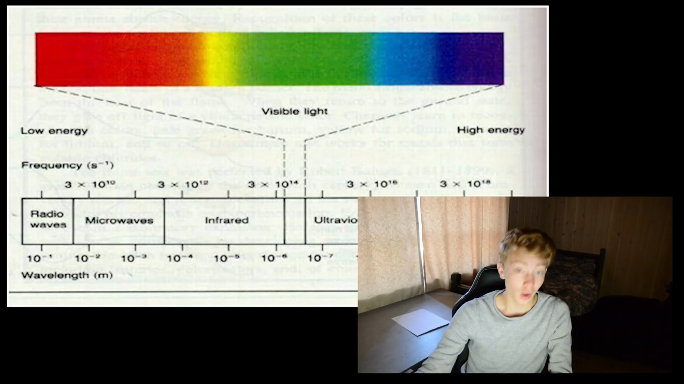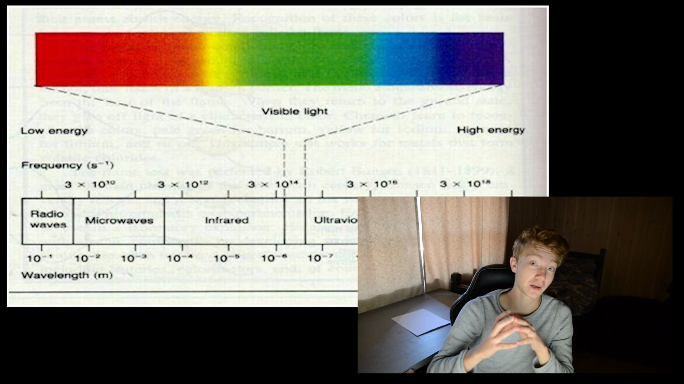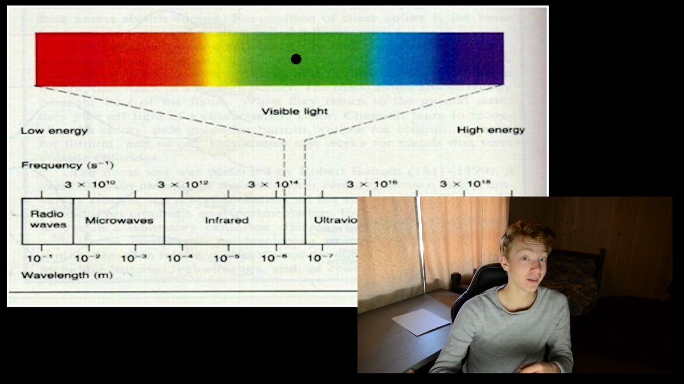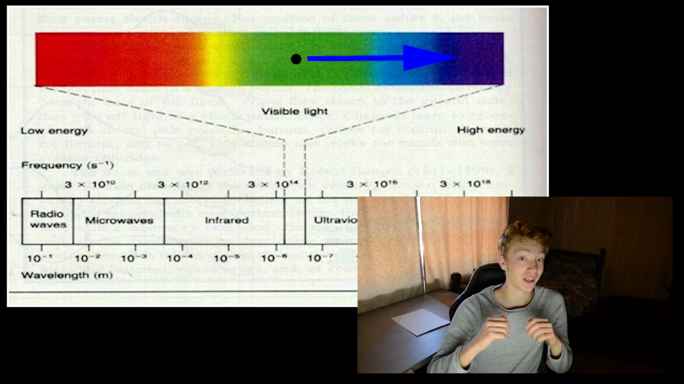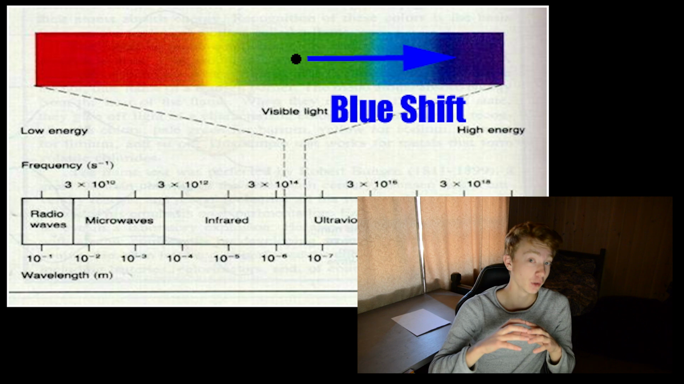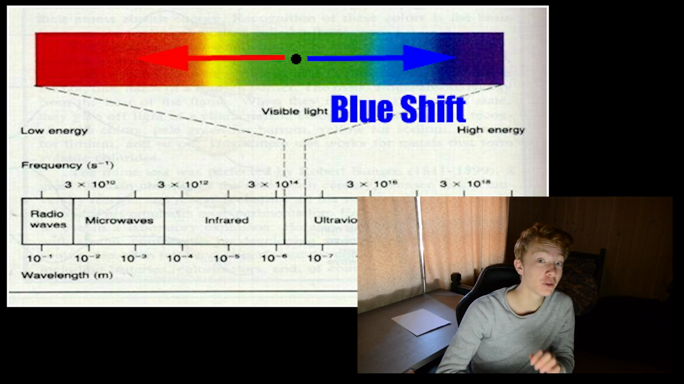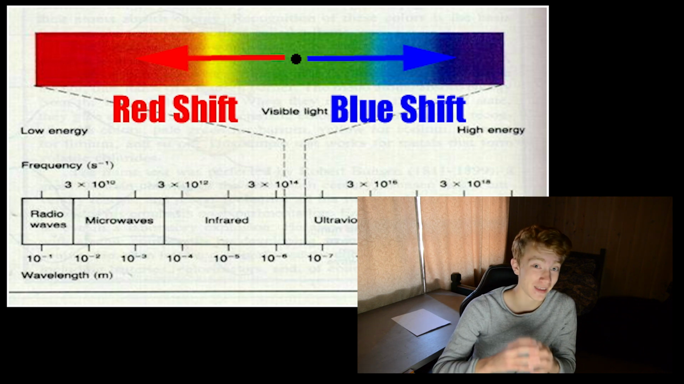So if light is a wave, that means that the Doppler effect also has an effect on light. What we see here is the frequency spectrum of light, and the frequency increases towards the right. So if the source emits green light and moves towards us, the frequency will increase and the light will appear blue. And if it's moving away from us, the frequency decreases and the light appears red.